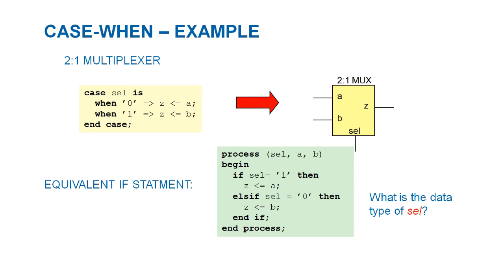An equivalent implementation in hardware using an if statement might look like this. Process select, sensitive to signals A and B. If selection has the value 1, assign signal A to the output. Otherwise, if selection has the value 0, assign signal B to the output Z. So this assumes that the data type for selection is binary.